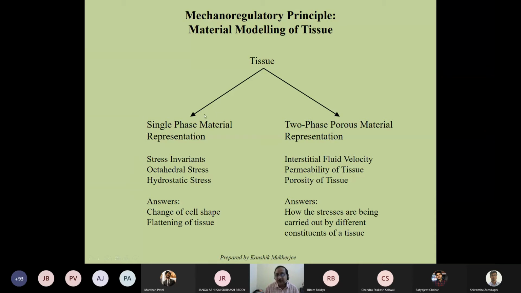But if you are trying to model it as a single phase continuum representation of bone, but numerically modeling the porosity, not physically, then stress invariants like octahedral shear stress and hydrostatic stresses can be used quite efficiently to decide what type of tissue is being formed, based on the mechanoregulatory principle.